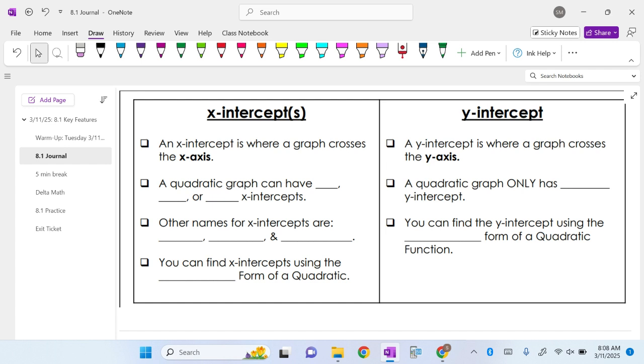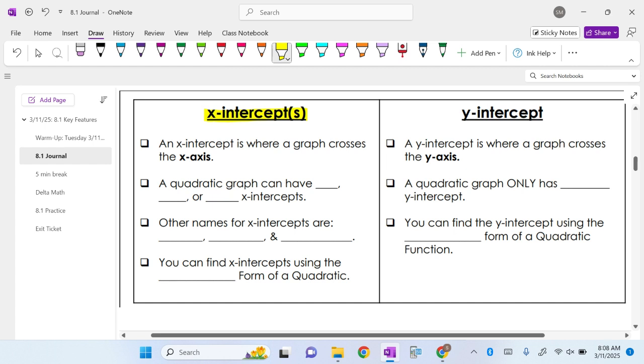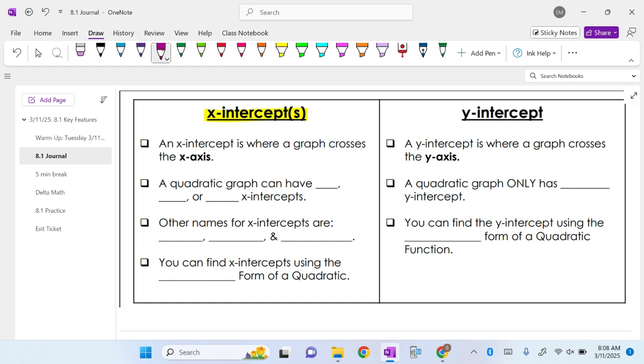So notice how when it says x-intercepts, there's a parentheses s on the end. That's because a quadratic function can have either 0, 1, or 2 x-intercepts, depending on its graph. So it can have up to 2 x-intercepts. It could also have no x-intercepts. It can have 1 x-intercept.